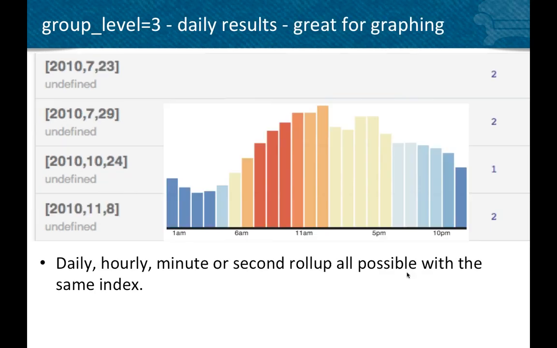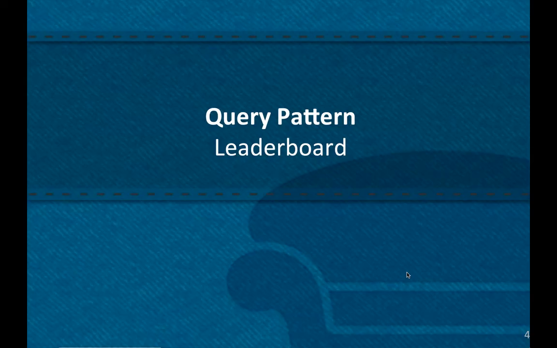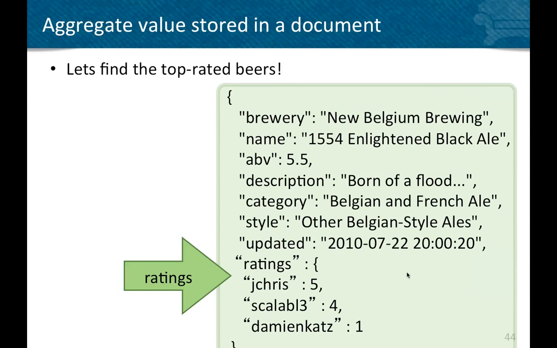So with group level 2, we're segmenting by month, but with group level 3, we would segment by day, and it's really handy for getting these kinds of graphs. So you have a single underlying index that allows you to drill into data, and it's great for an analytics-type user experience.